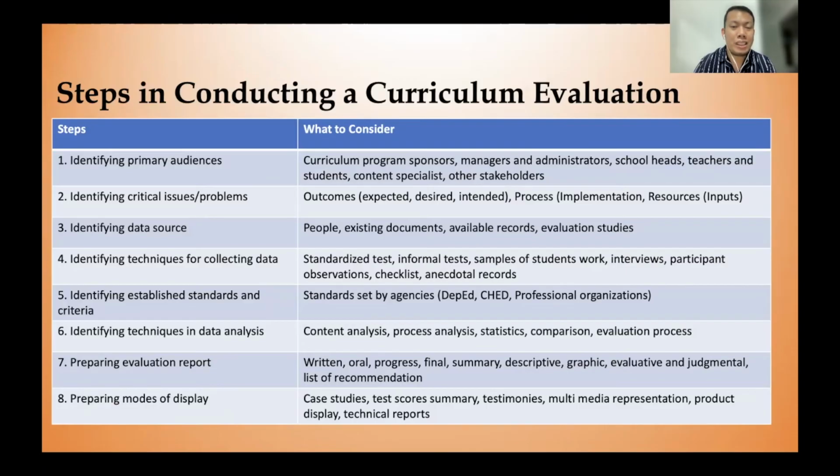So you can use existing documents, the people, the stakeholders, the records, evaluation studies, and then identifying techniques for collecting data. So how are you going to collect the data? So you can make interview, you can make checklist, anecdotal records, sample of students' work, or you can also use standardized test. Because when we speak of collecting data in the curriculum evaluation, basically you need to get data from the students or anyone who are involved in the curriculum development or implementation.